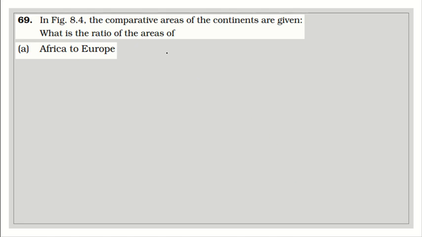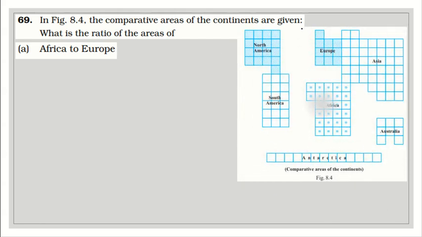In figure 8.4, these comparative areas of the continents are given. What is the ratio of the areas of...? Let me show you the figure first. This is the figure. You could see North America, South America, Antarctica, Africa, Europe, Asia, Australia.